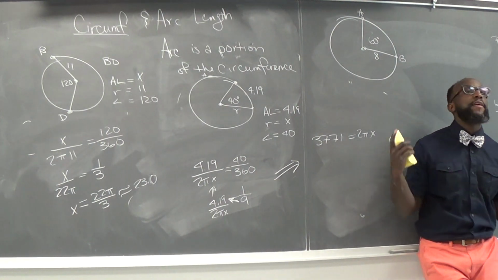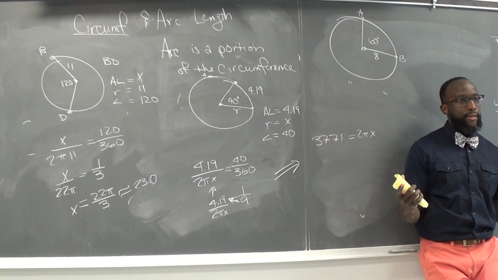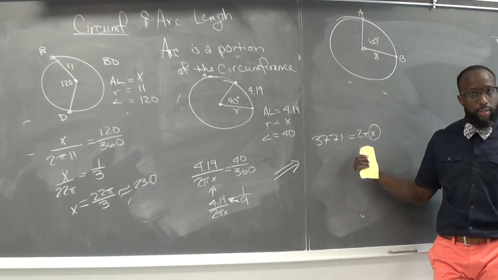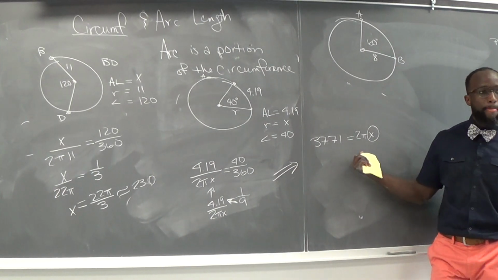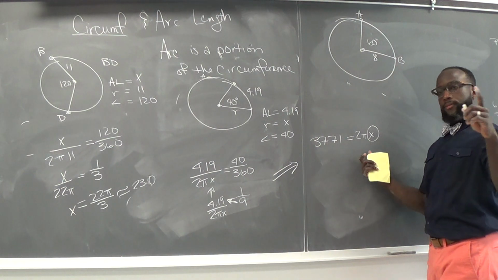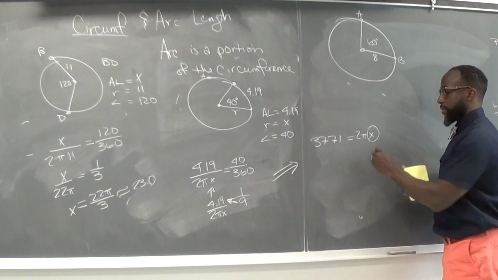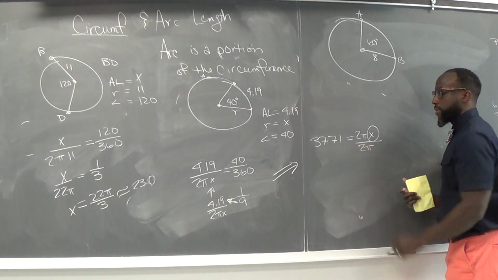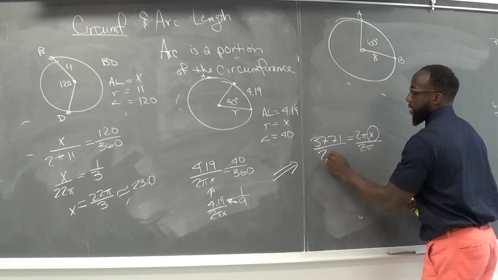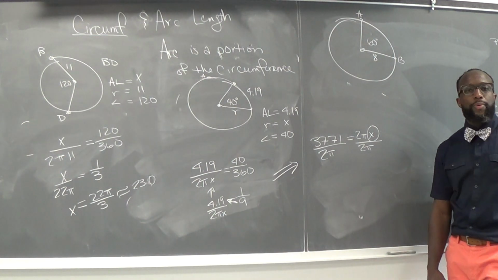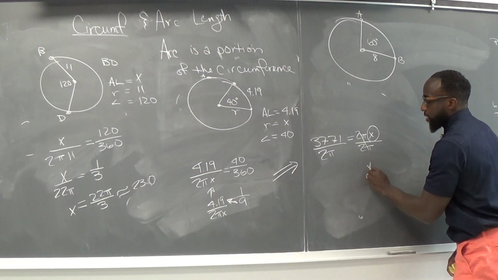So what are we trying to find again? The radius. We're trying to find x. So we divide by 2 pi. We divide by 2 pi. That's it. I think that's what you were saying, Kiara. Yeah. So you divide by 2 pi. So x is going to equal.